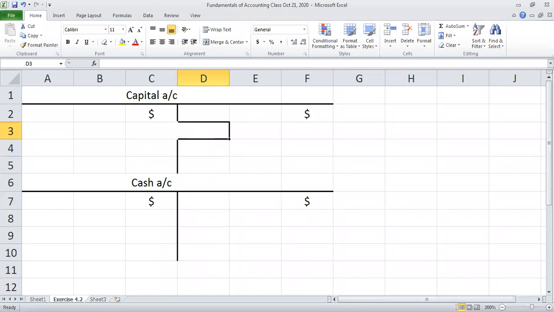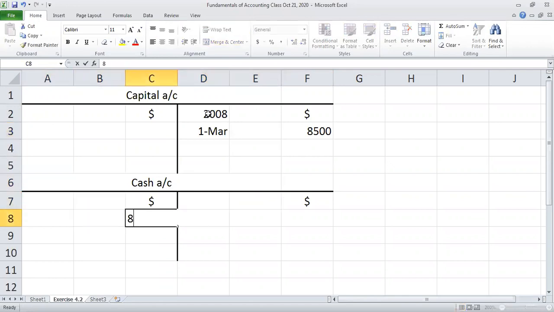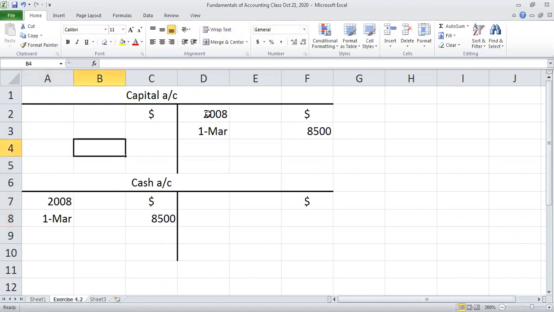Before we go further, the date is 2008, March 1. And the capital is how much? 8,500. So you make a credit entry for capital first. Then you're going to debit cash, 8,500. The date is 2008, March 1. And you put in cash under capital, and you put in capital under cash.